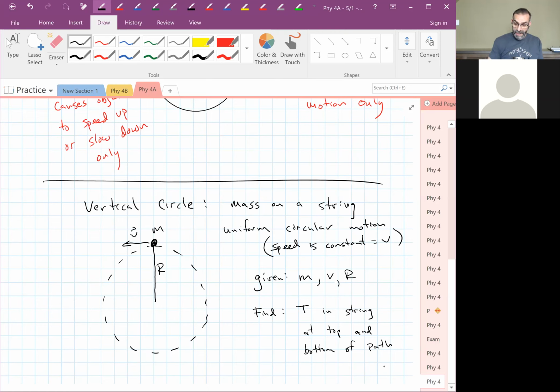It doesn't have to have constant speed for the exam. Question about is the exam only uniform circular motion? I'd say no, the speed could be changing.